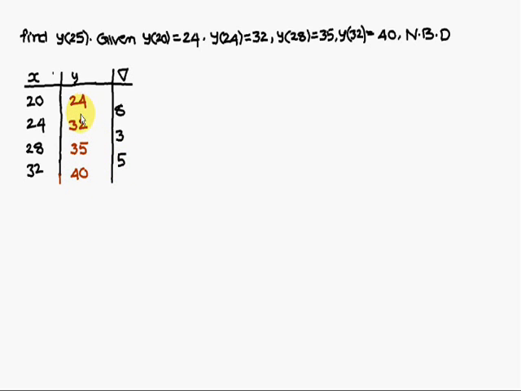Always the difference you have to write in between these two. 32 and 24 difference is 8, that you write in between these two numbers. 35 and 32, this difference you write in between these two numbers. 40 and 35 difference you write in between these two numbers. Similarly 3 minus 8, the difference is minus 5, you write it here. Similarly 5 minus 3 is plus 2. Similarly 2 plus 5, the difference is 7, you write it here. So this is the way to construct a difference table.